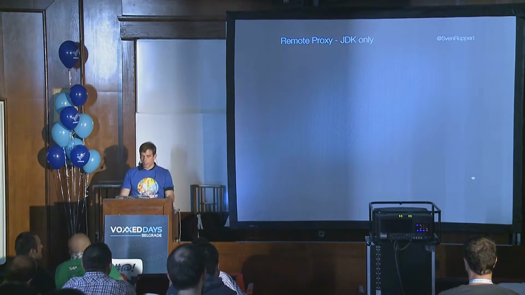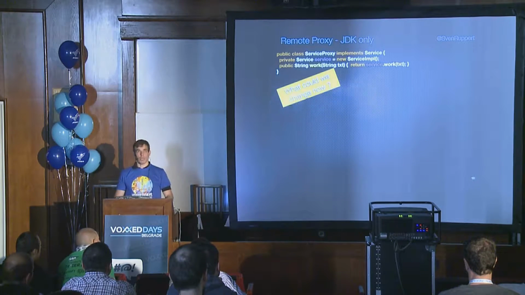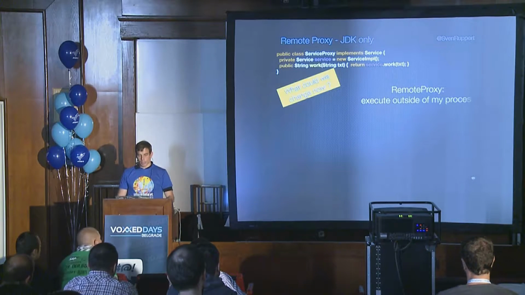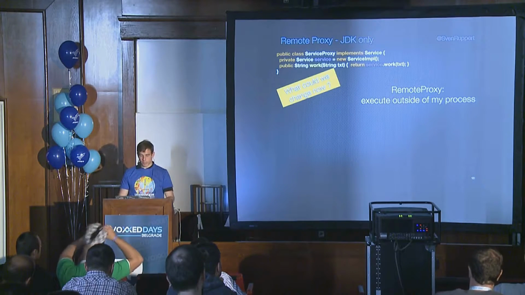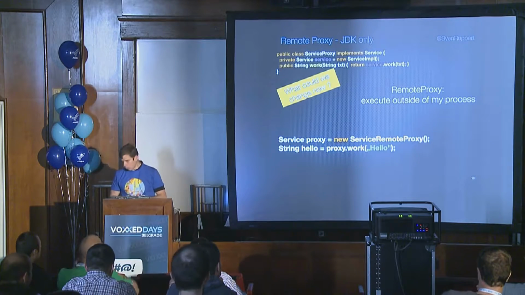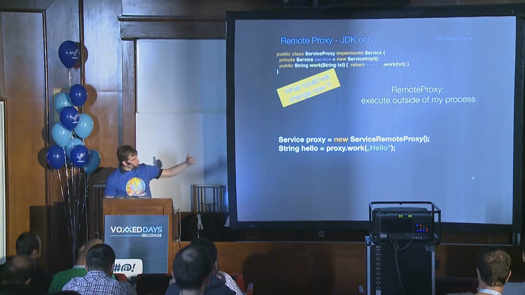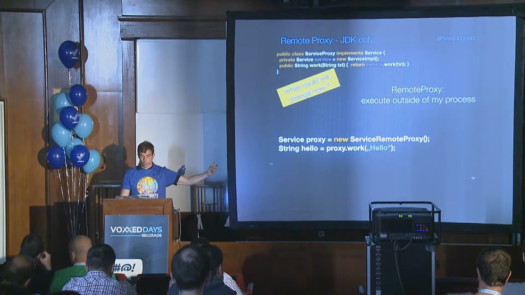A remote proxy is something that you want to execute in a different JVM, for example, something outside of my process. It's not only limited inside your JVM. So with core JDK, you can write it quite easily. From outside, you want to have a remote proxy, and you want to say, proxy, do your work.